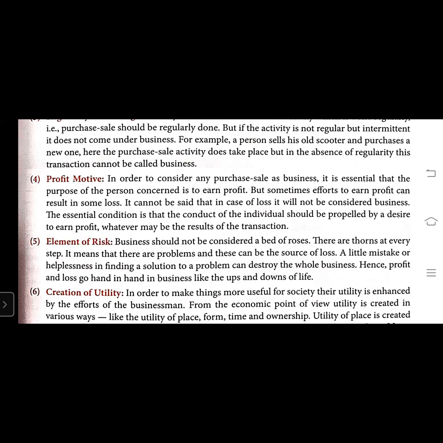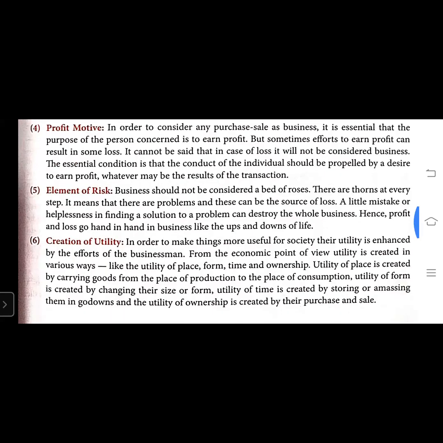Okay, and the fifth is the element of risk. So students, risk is the uncertainty associated with the exposure to loss. यानी कि कुछ भी हो सकता है in future. Uncertainty means business should not be considered a bed of roses. Like roses have petals as well as thorns. So there are thorns at every step. It means that there are problems and these can be a source of loss.